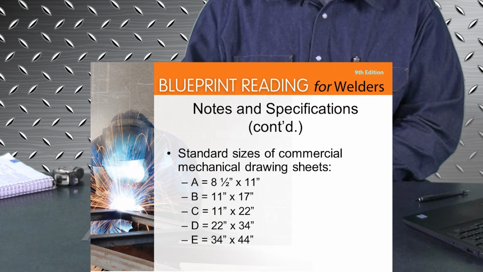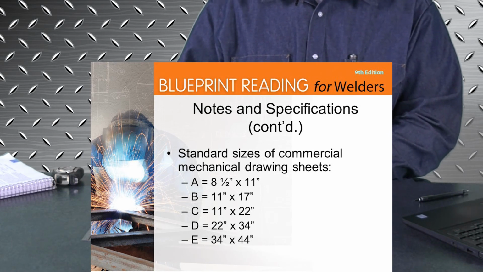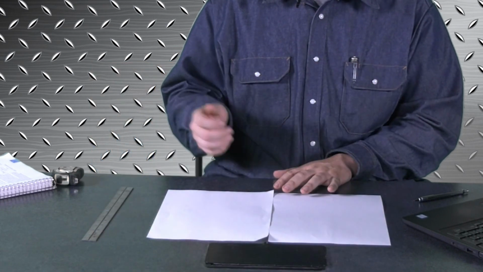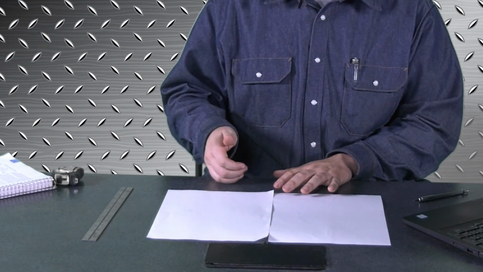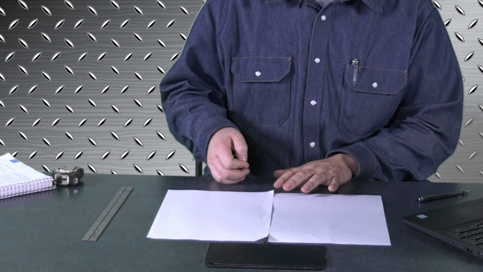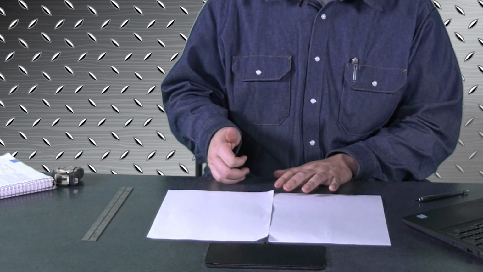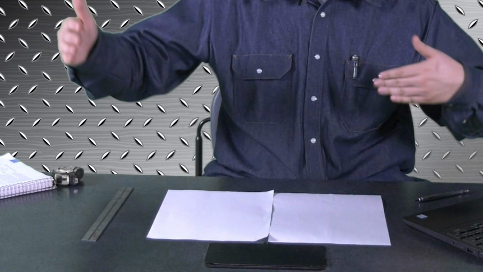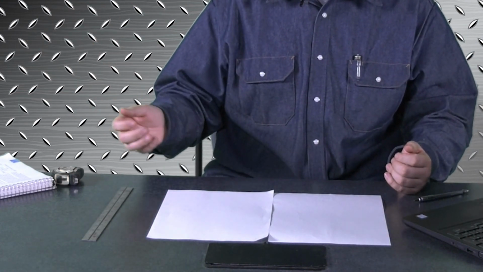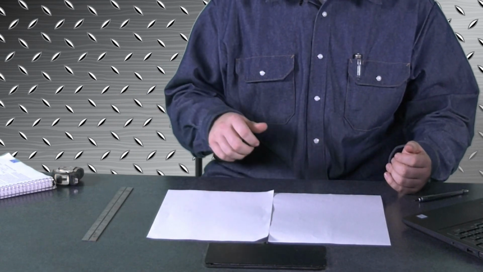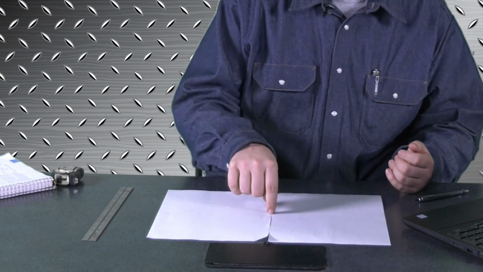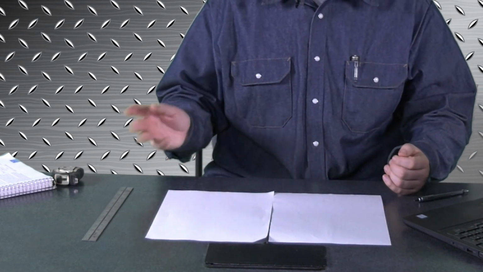D and E are more used for plant layouts or architecture purposes. If you're building a building on a job site, you'll run into those sizes, but they are quite large. 34 inches is almost 3 feet, and then 44 inches is pretty close to 4 feet. It's 4 inches shy of 4 feet. So you imagine having a 3 foot wide by 4 foot wide piece of paper and trying to carry that around. It's pretty large, it's pretty bulky. You're only going to run into that on large projects for structures. If you're just building something like a trailer, you're probably going to run into a size B mechanical drawing, just 11 by 17 inches.